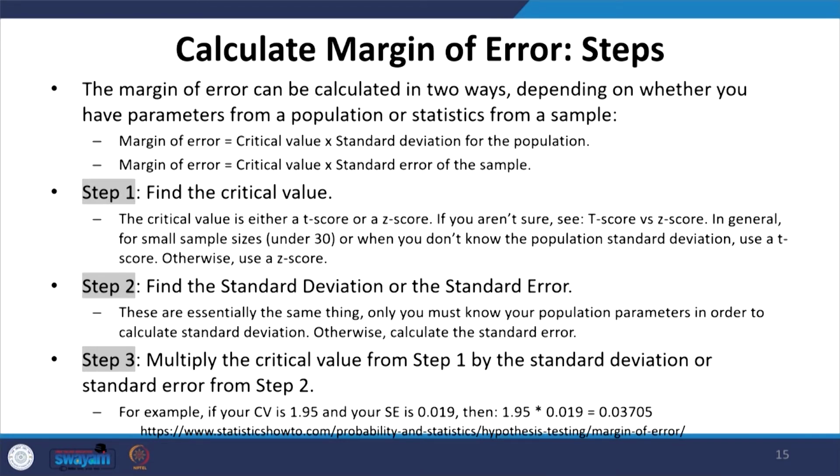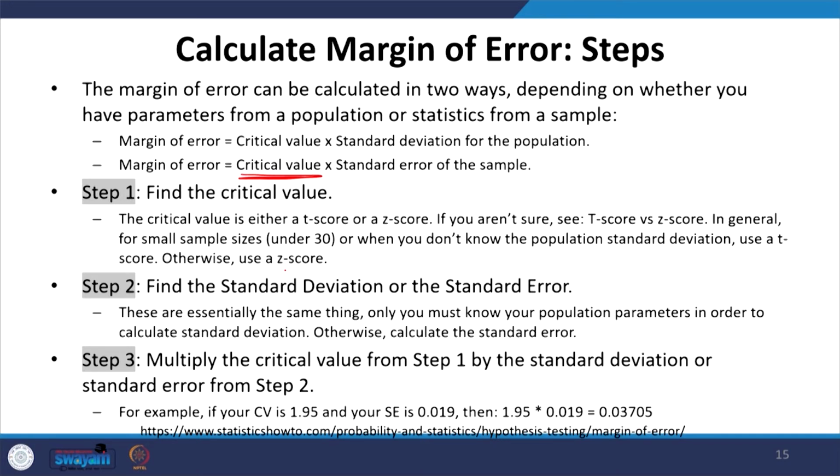So, the critical value, once we have defined it, times the standard deviation gives us the margin of error. Similarly, for the sample, it is the critical value and its standard error. For the first step, how do we find the critical value? First of all, we determine the critical value for the sample case or for the population. Let us understand critical value.